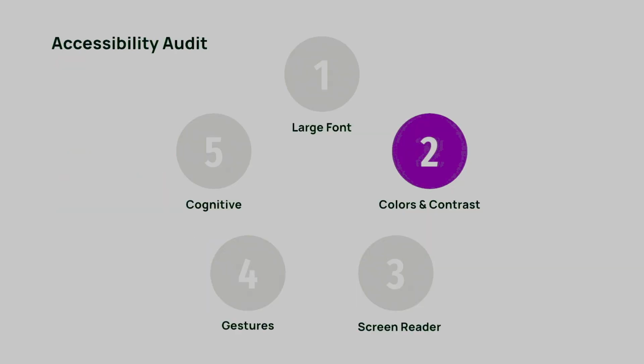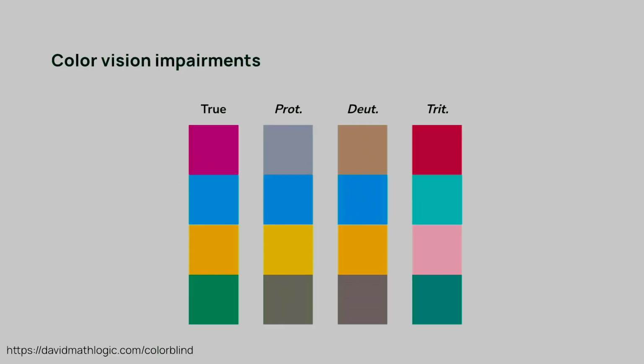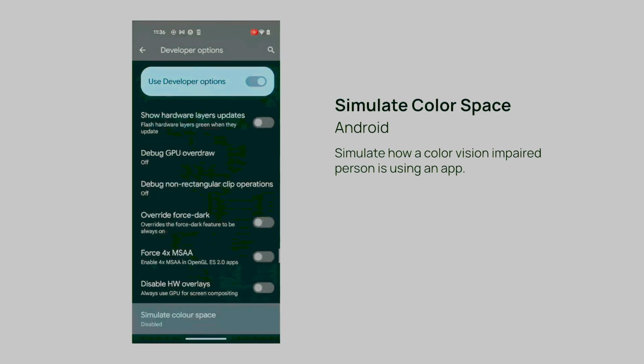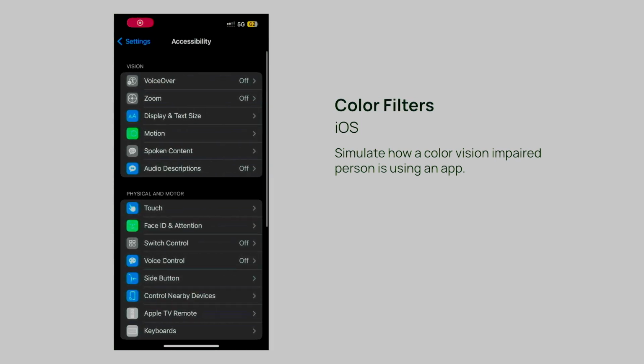The next point is colors and contrast. There is something called color vision impairment, and that is basically an impairment where people see colors differently. Here you can see the true colors, how it looks for me. I don't have a color vision impairment. And then you have three ways in which people can see colors. So there's quite a difference there. We can mock and simulate that with Simulate Color Space on Android, or for iOS, it's color filters.